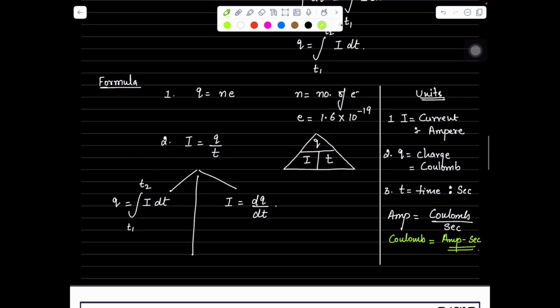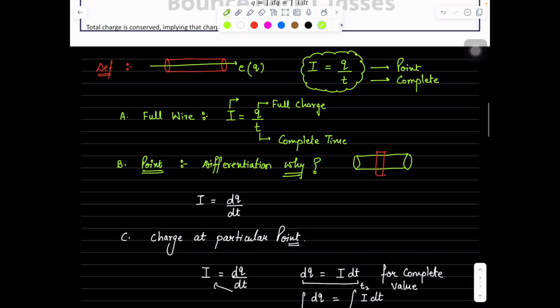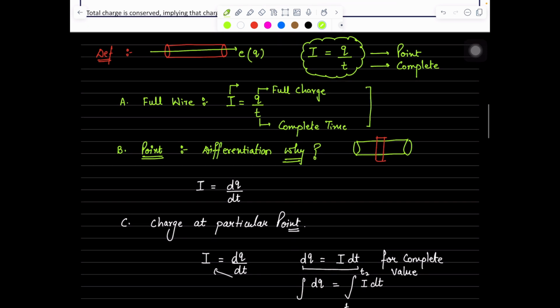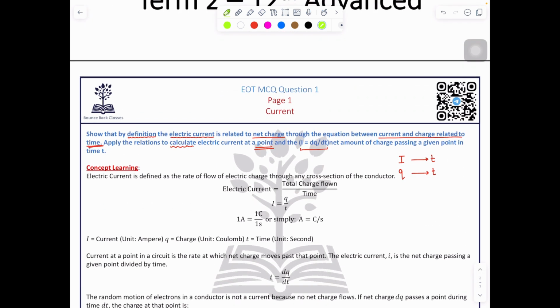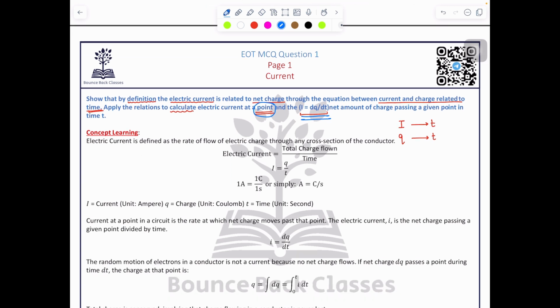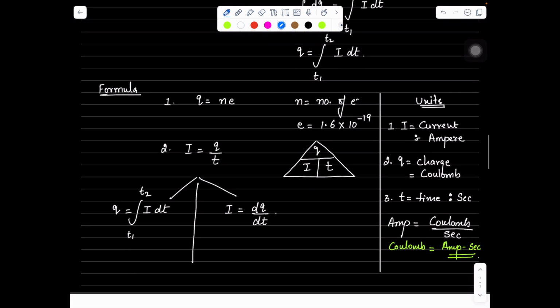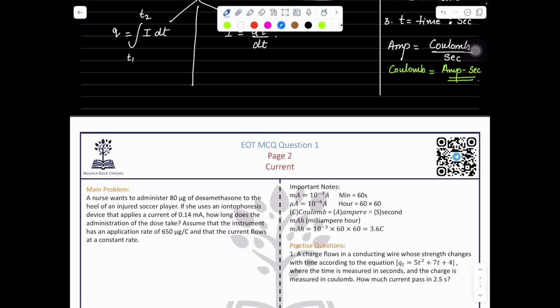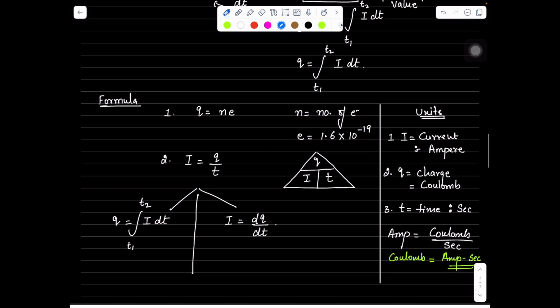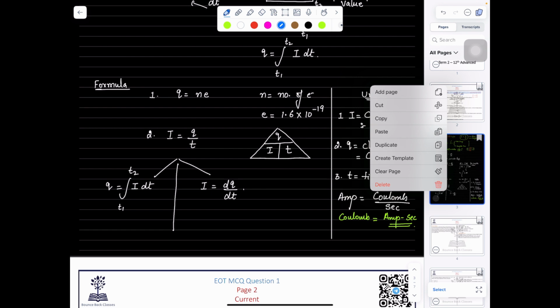So guys, till now what we have learned, we learned about the current, what exactly the current is. Second, for the full wire, if we are looking for the full wire, it should be Q divided by T. If we are looking at a point, just check what they are asking us, point, okay, dq over dt. Fine, guys?